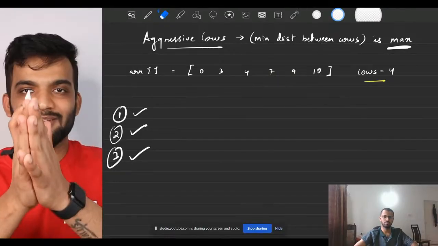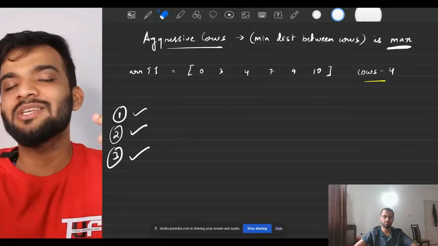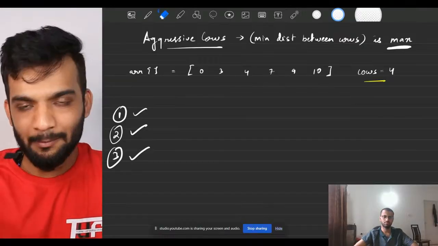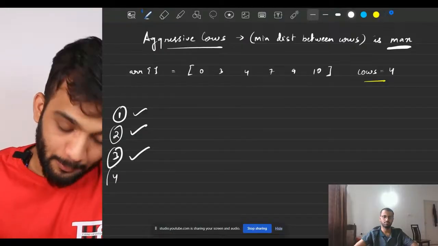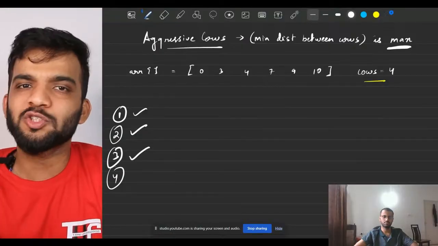The configurations can be numerous. We need to just keep on making sure that it is possible or not. I'm not looking for the configuration, I'm looking for whether it is possible or not. Okay, so time to increase the value because I'm looking for max. Let's check if it is possible for 4 or not.